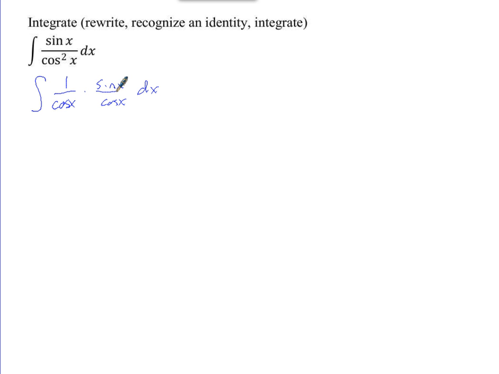If I multiply that back out, 1 times sine is sine. Cosine times cosine is cosine squared. Okay, so nothing has changed here. Well, what is 1 over cosine? Secant. What is sine over cosine? Tangent. So we have secant x tangent x dx. What is the integral of secant x tangent x? I don't know either. So what I'm going to do is look in the inside cover of my book and see if I can find it.